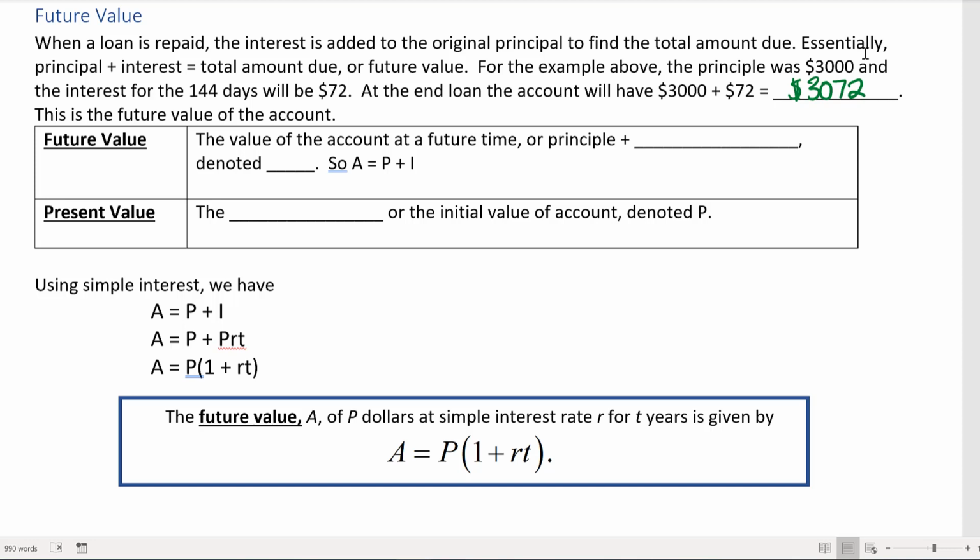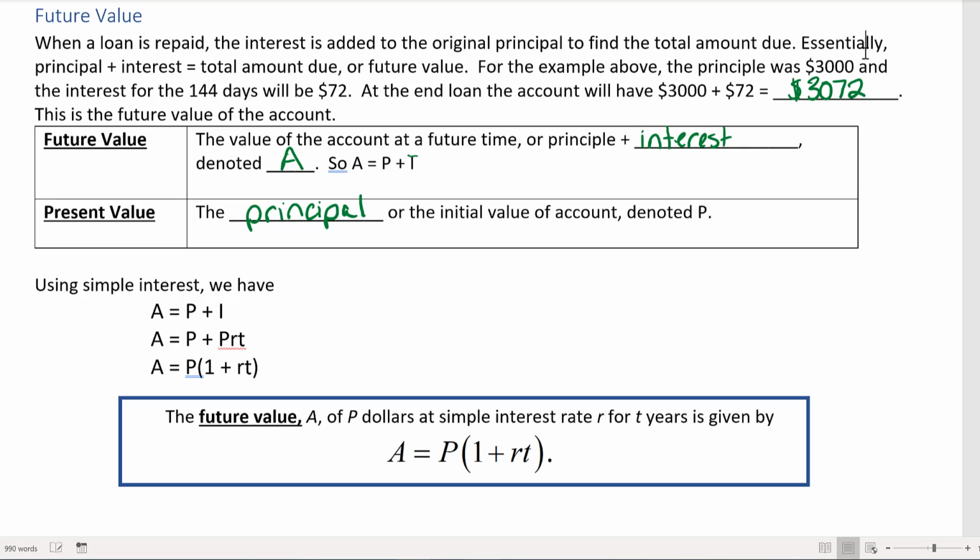Okay, so the future value definition is the value of the account at a future time, or we can call that principal plus interest, denoted as A. A is going to be our future value, so A is equal to P plus I. Now the present value is the principal, or the initial value of the account, denoted as P. So principal, present value, that kind of reminds you that they're the same, and we're going to be using P for that.